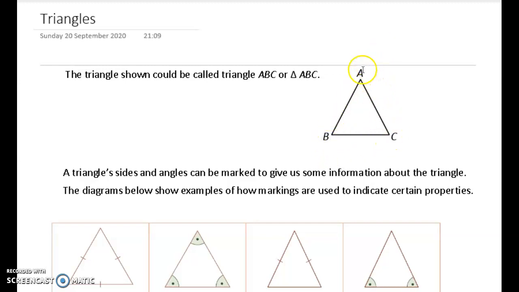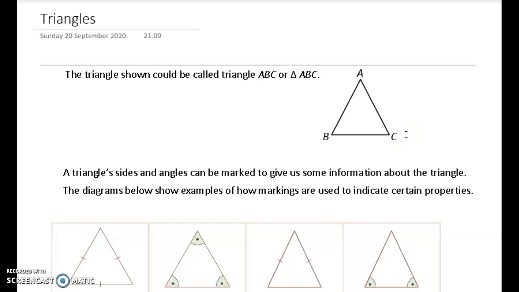He can be called A, B, C, or you can say triangle ABC, or this little drawn triangle ABC. You could say CAB, either, same thing, just so long as you have the three letters written there. Notice they are capital letters, so you're going to use capital letters as well.